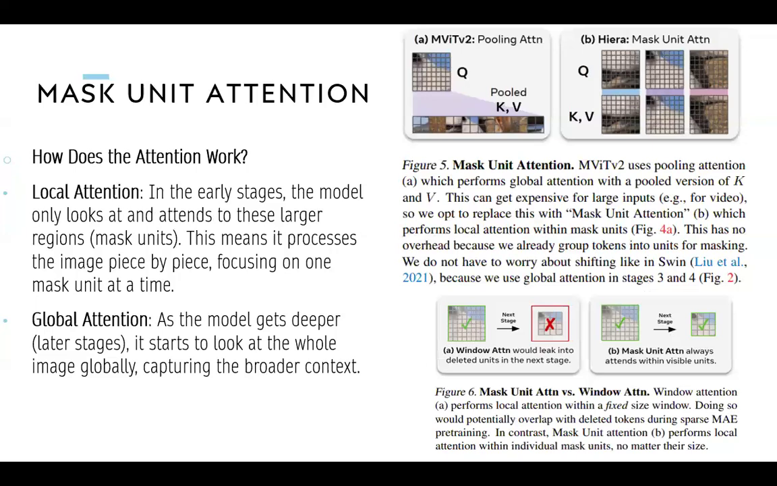I did mention mask units a bit in the previous slide. Mask units are essentially a larger block or chunk of an image, and instead of looking at small patches, the model divides the image into much bigger units. For example, each mask unit could cover a 32 by 32 pixel area. But why even introduce this in the first place? By using larger regions, the model doesn't need to process every tiny patch of the image. This makes it faster and more efficient because it can focus on important larger chunks of the image.